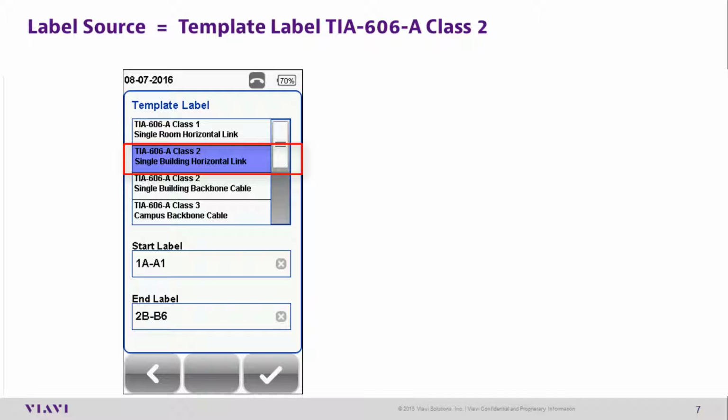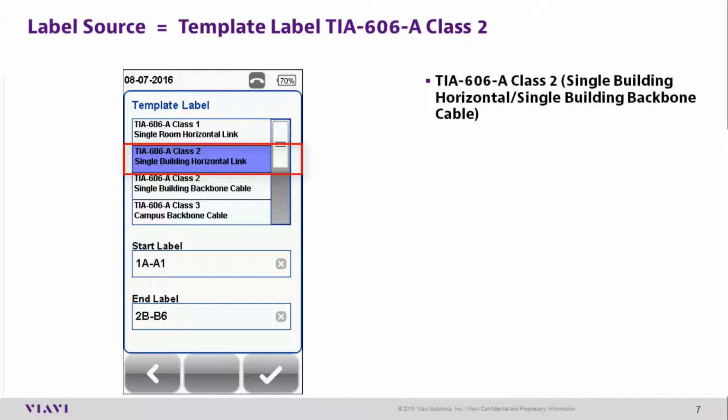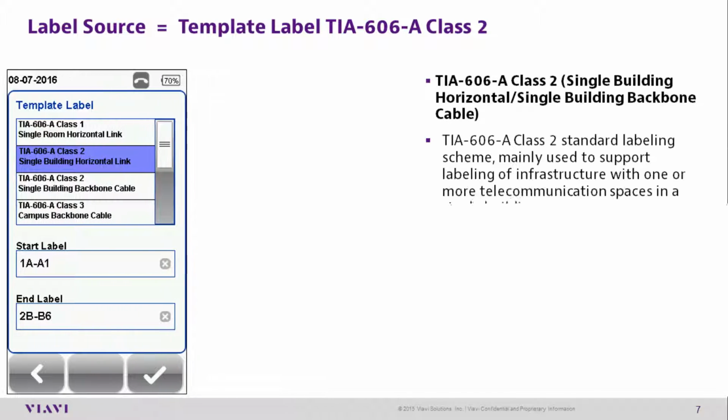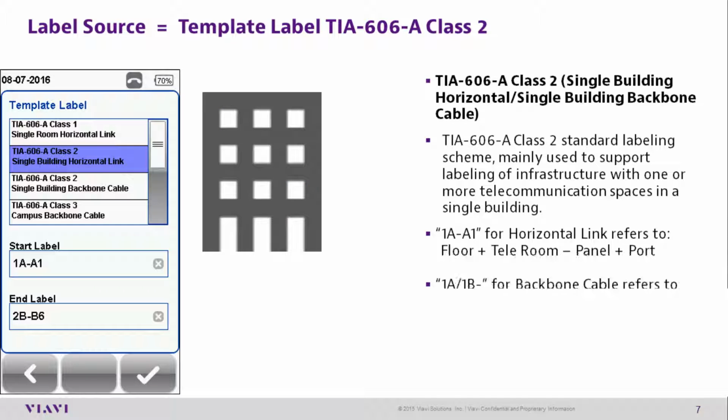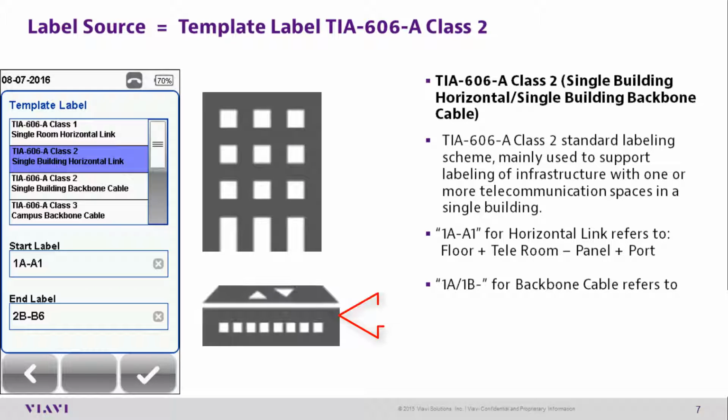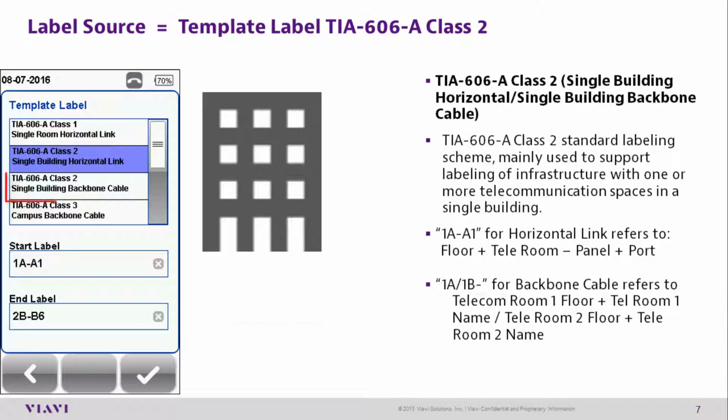Template label TIA 606 Alpha Class 2, Single Building Horizontal and Single Building Backbone Cable. This standard labeling scheme mainly is used to support labeling of infrastructure with one or more telecommunication spaces in a single building. 1A-A1 for horizontal links refers to the floor and the name of the first telecommunications room and the panel and the port. 1A/1B refers to the floor of the first telecommunications room and the name of the first telecommunications room. Then, the floor of the second telecommunications room and the name of the second telecommunications room.